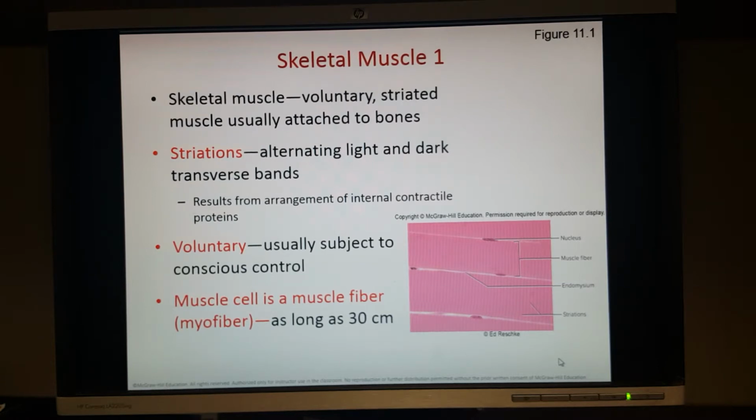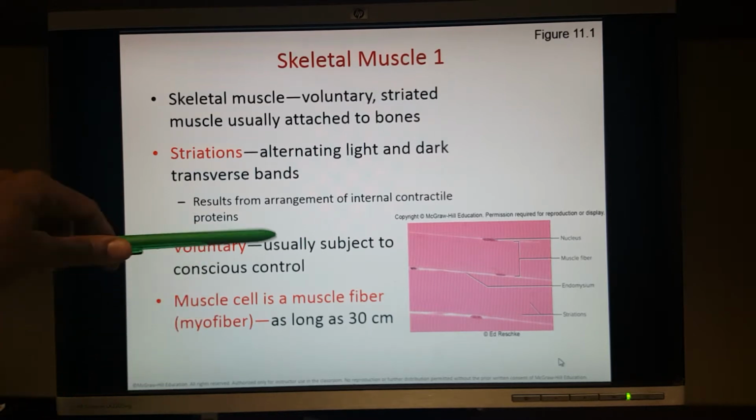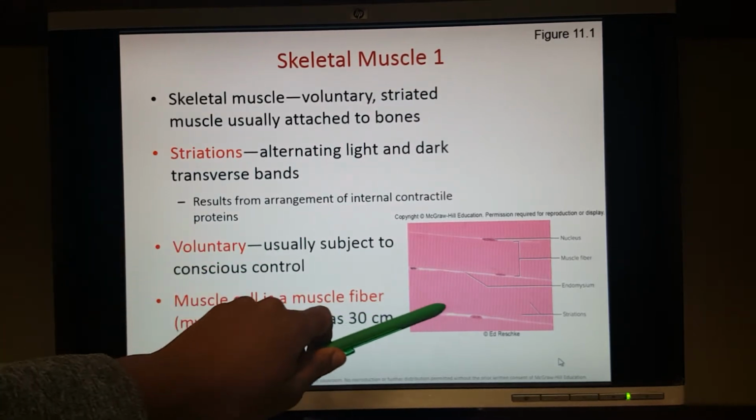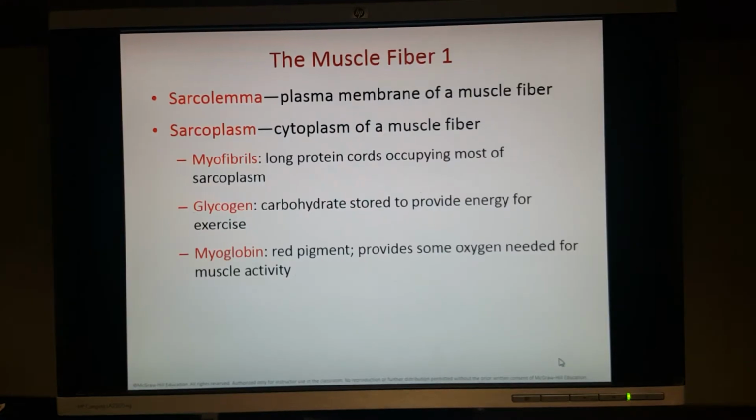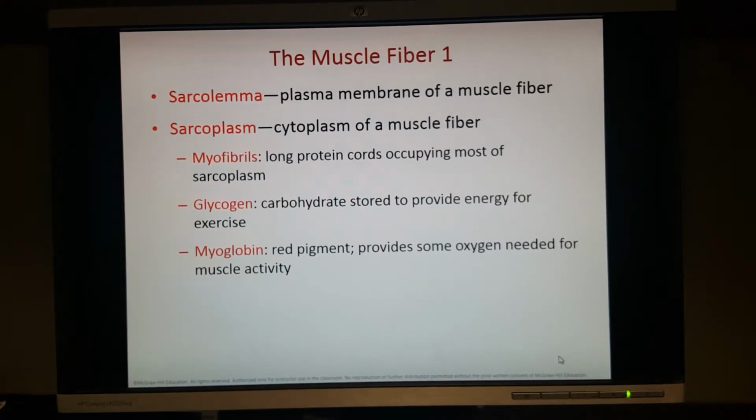The cells for skeletal muscles are called myofibers. They can be as long as 30 centimeters. So again, this picture here. And in a second, we're actually going to go to a cartoon version, but still looking at the different components. The muscle fiber is another term for talking about the cells of your skeletal muscle.